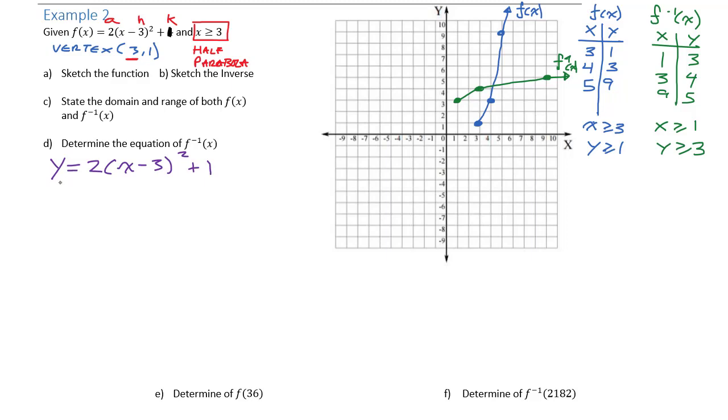There's really just one key to finding the inverse, and if you remember, we have to swap the x and y, just like we swap the coordinates over here, right? So we're going to swap x and y. So now it's x equals 2 times the quantity y minus 3 squared plus 1. All right, so now your job is to isolate the y, right? And this is the inverse. You're looking at it now, but to really write it in function form, we need to isolate the y.